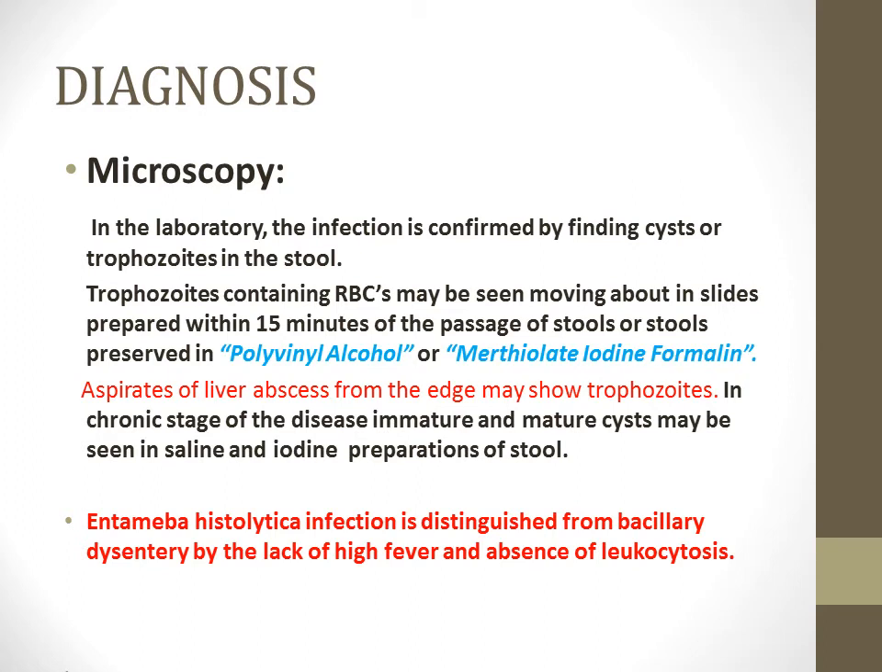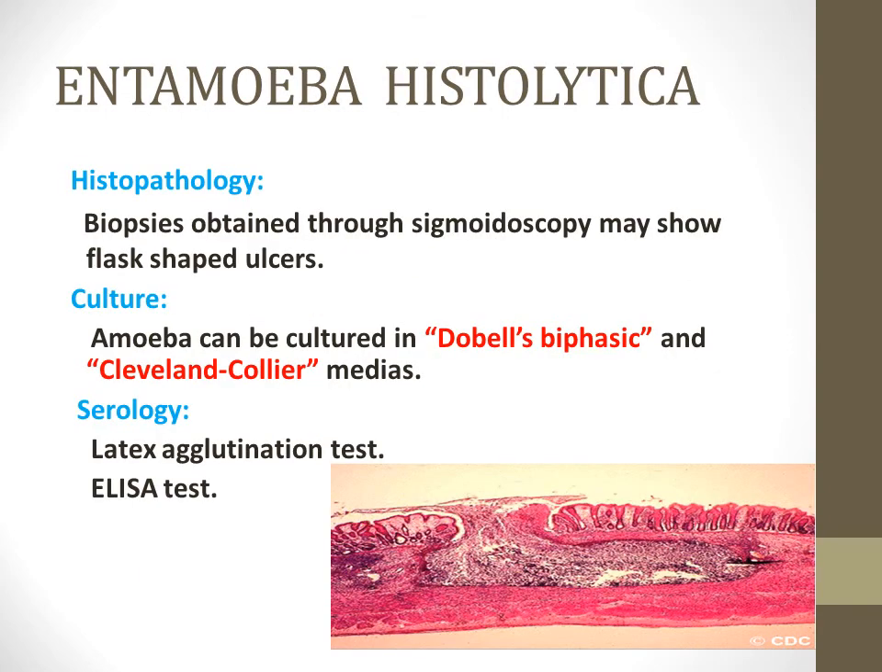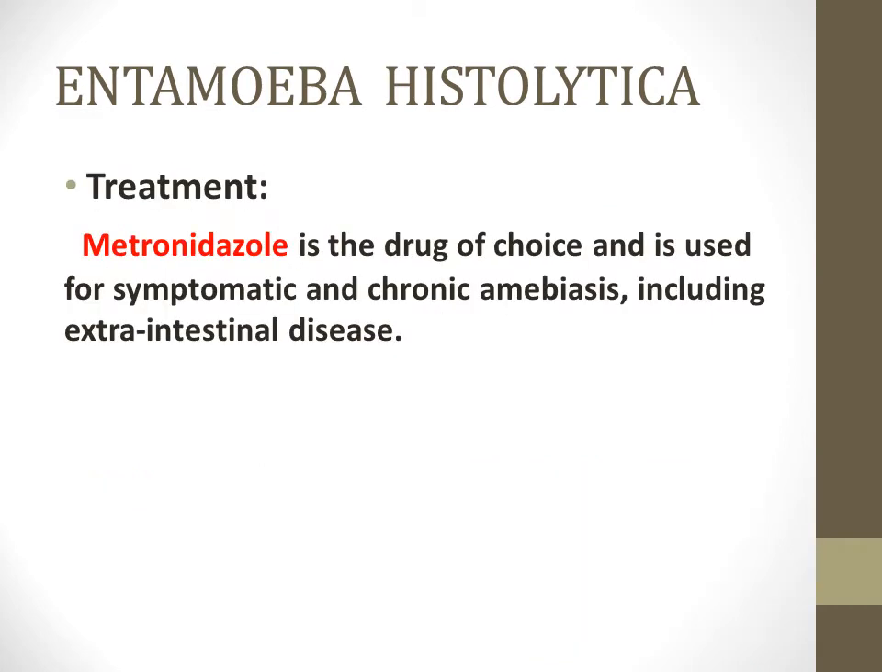Then the second method of diagnosis is the aspirate of the liver abscesses. Entamoeba histolytica infection is distinguished from bacillary dysentery by the lack of high fever and the lack of leukocytosis. Now the histopathology: the biopsies that are obtained through sigmoidoscopy show the characteristic flask-shaped ulcer, as I have demonstrated in the figure below. Then the culture: the amoeba can be cultured in Dobell's biphasic and Cleveland Collier media. And through serology, they can be diagnosed through the latex agglutination test and the ELISA test.